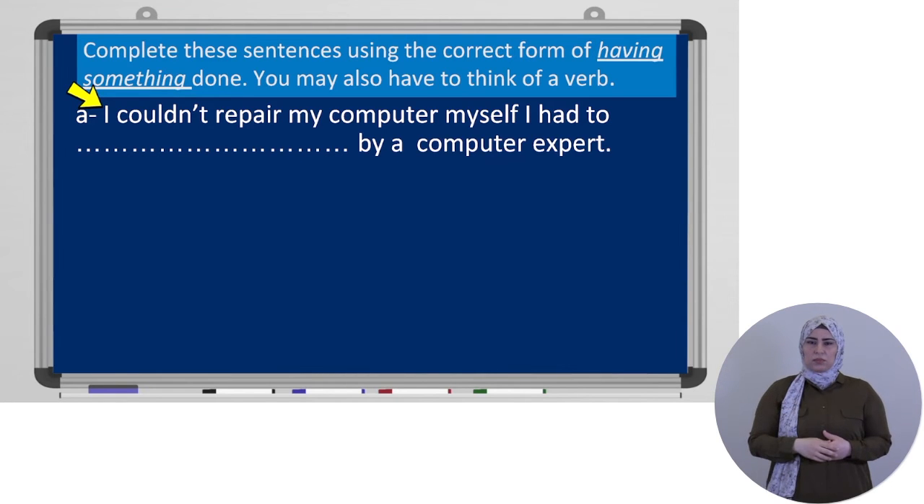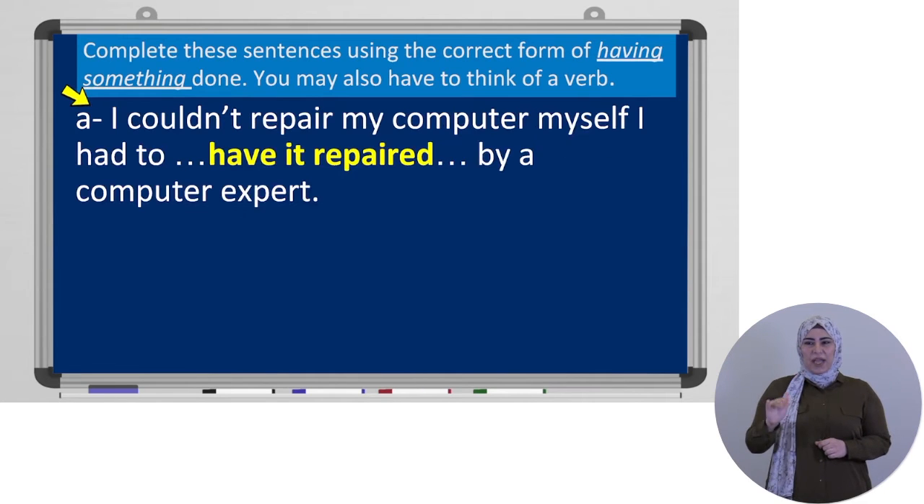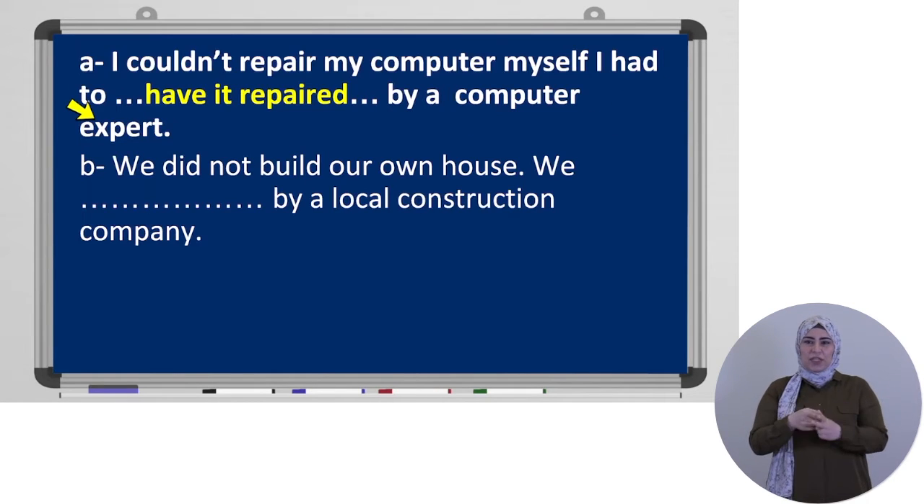So let's check if your answers are correct. Let's look at A. I couldn't repair my computer myself. I had to ___ by a computer expert. What was your answer? Let's check it. I had to have it repaired. Excellent. You can write, I had to have it fixed. I had to have it repaired. I had to have it formatted, as long as you wrote have it or have my computer and then the verb in the past participle.